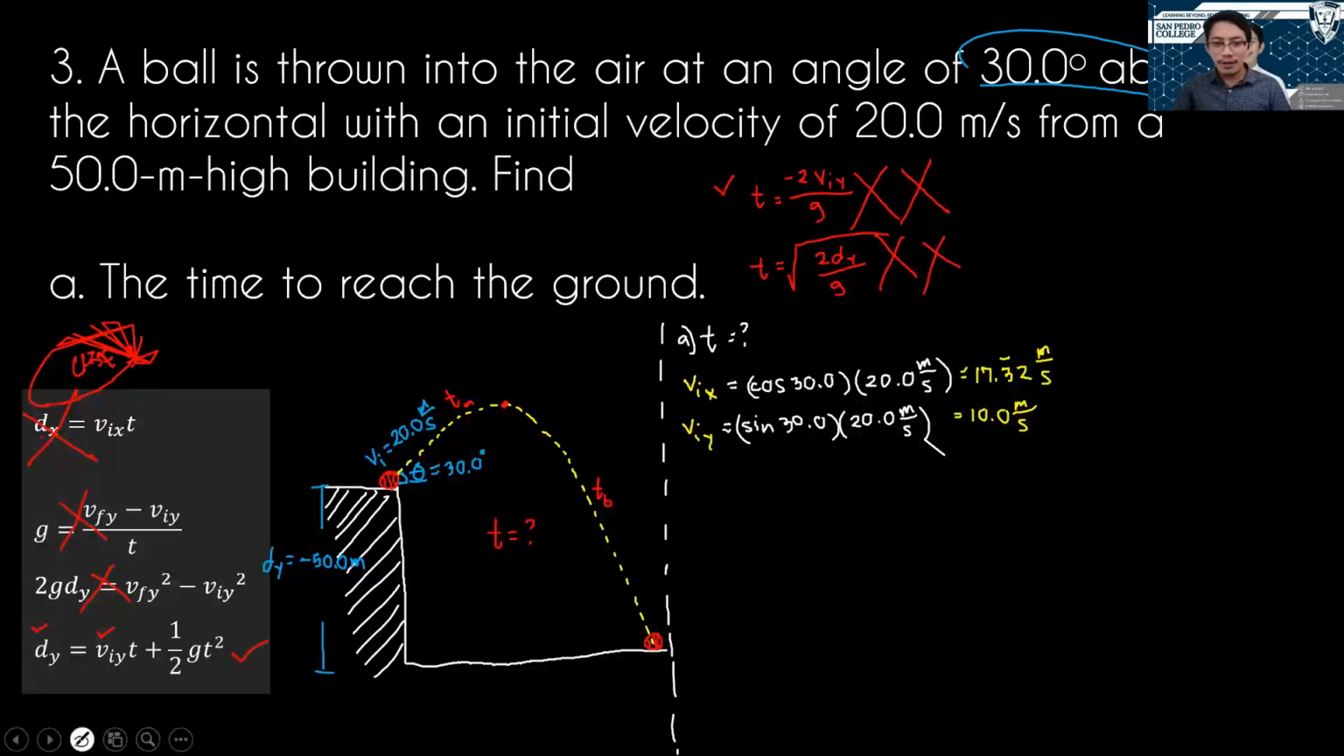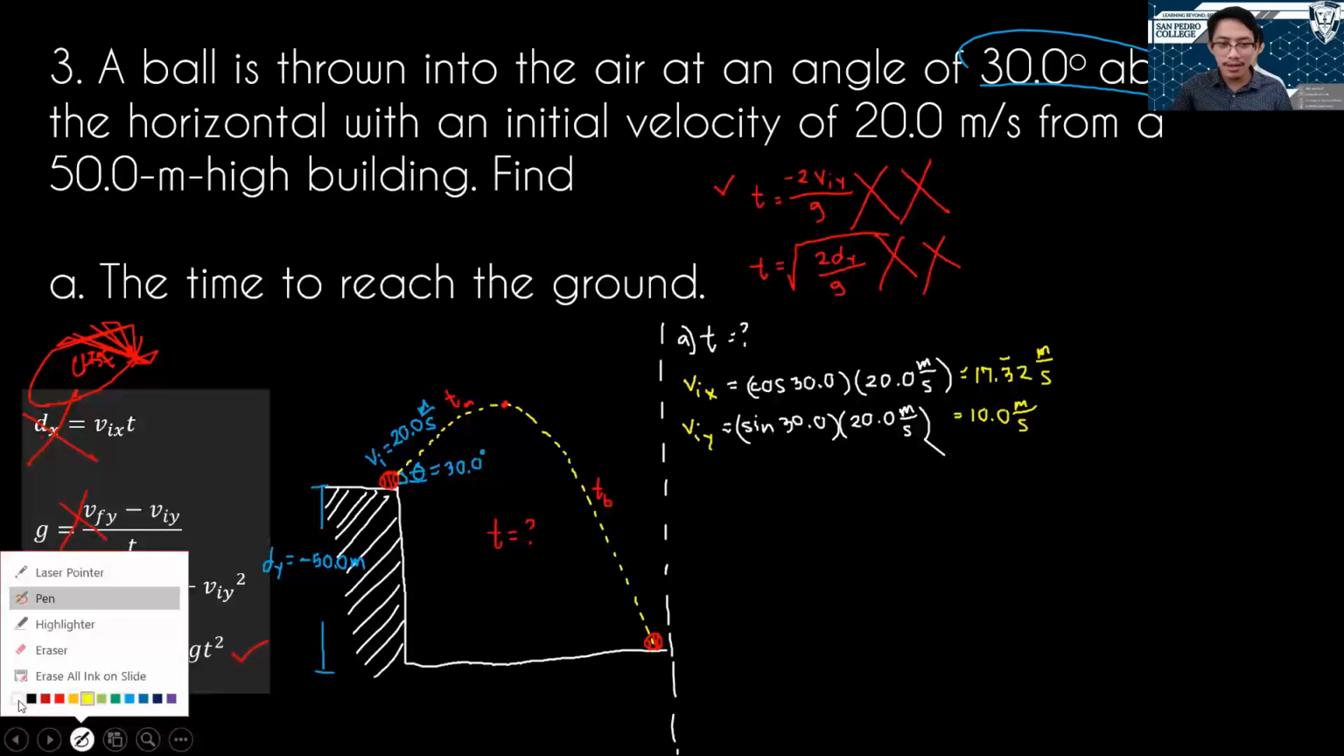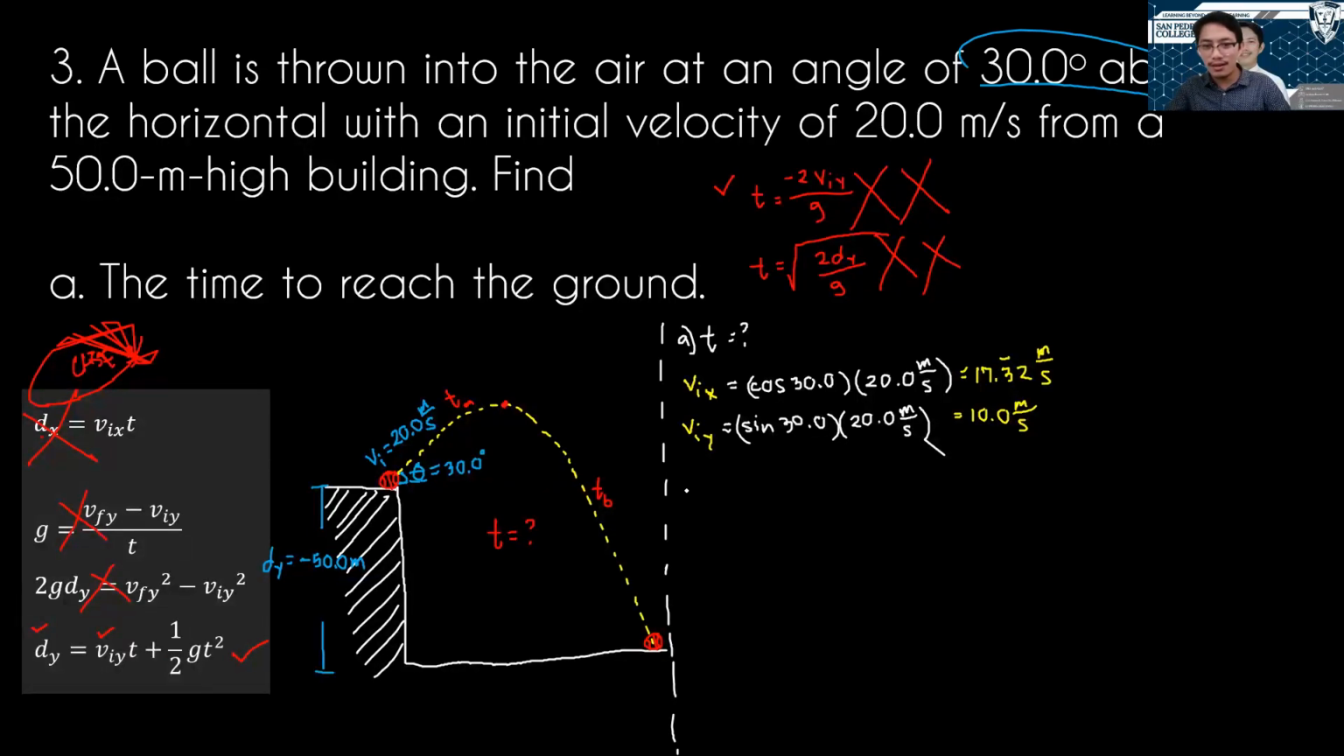Okay, so again, we are going to use equation number 4. dy is equal to viy times time plus 1/2 g t squared.